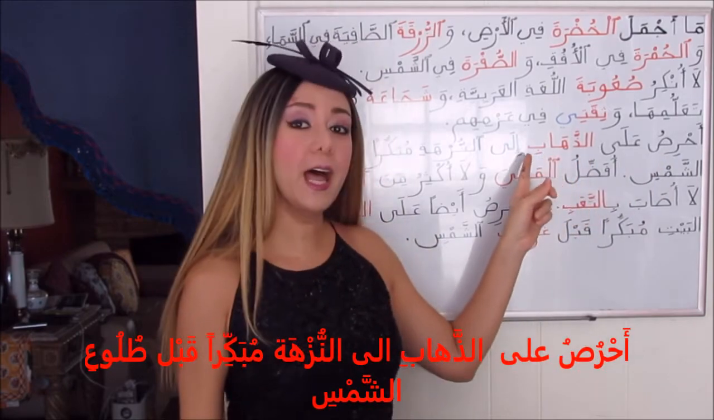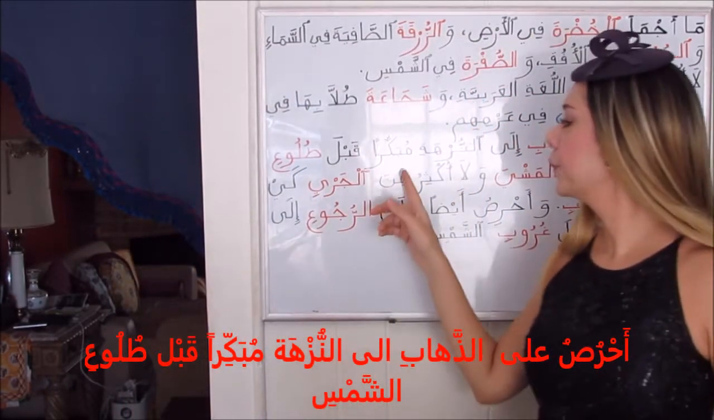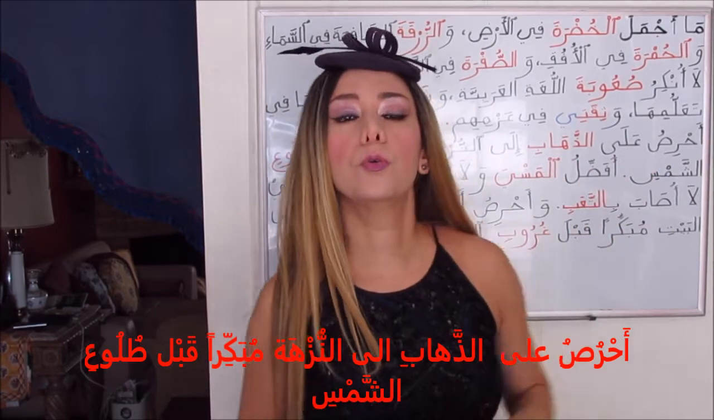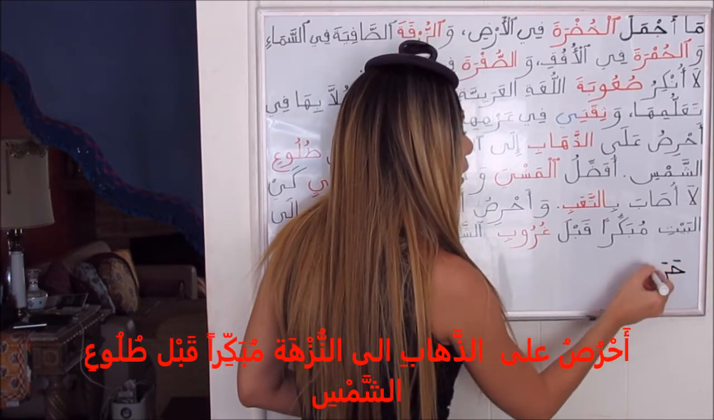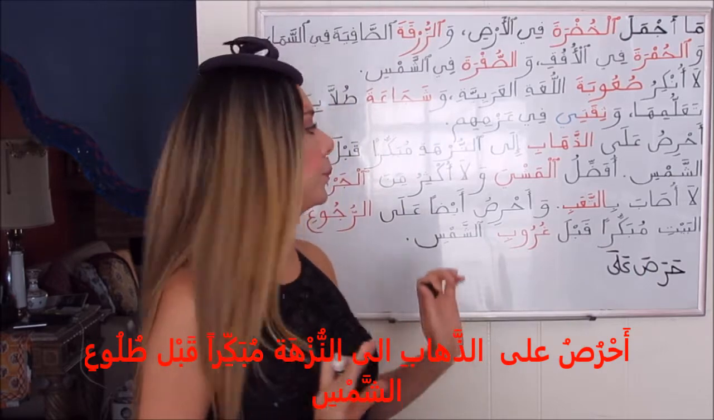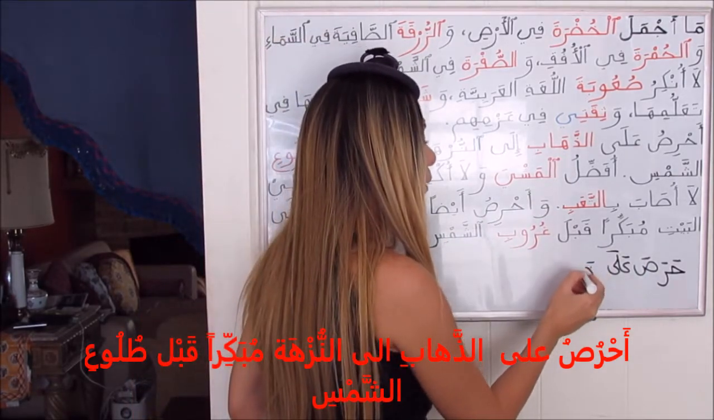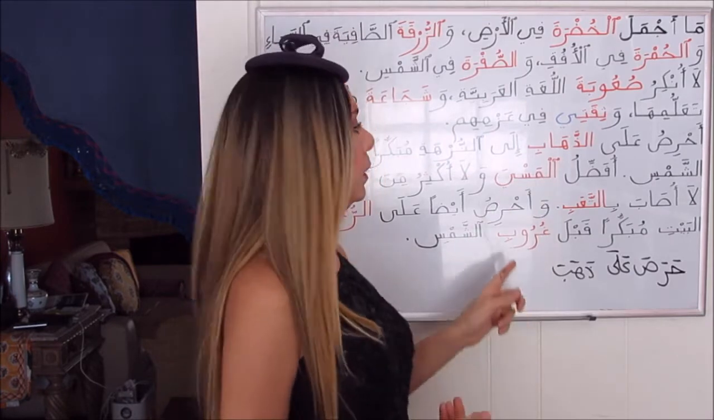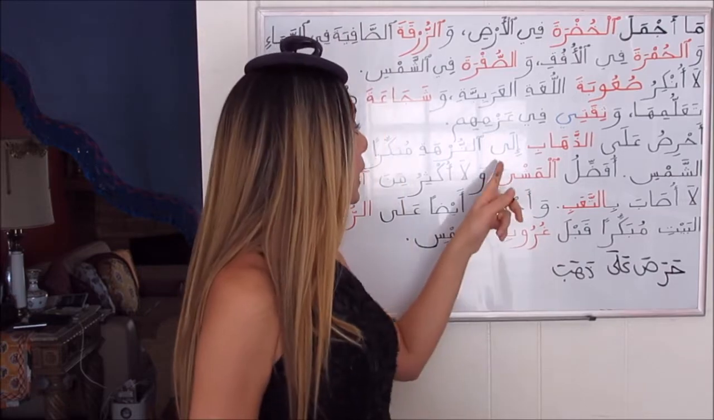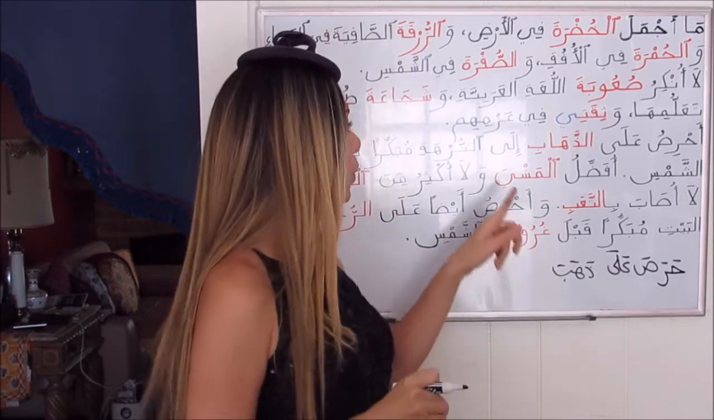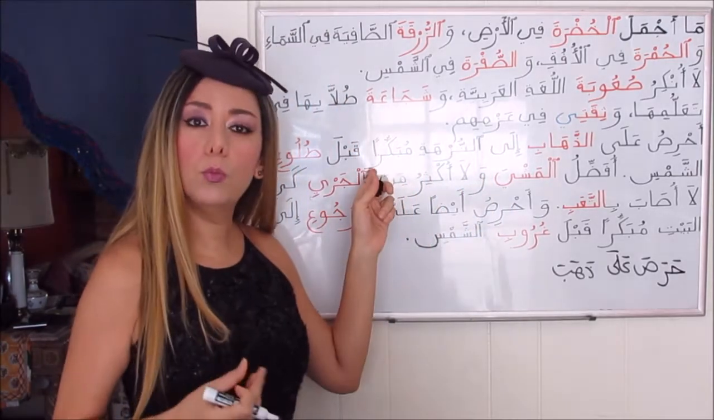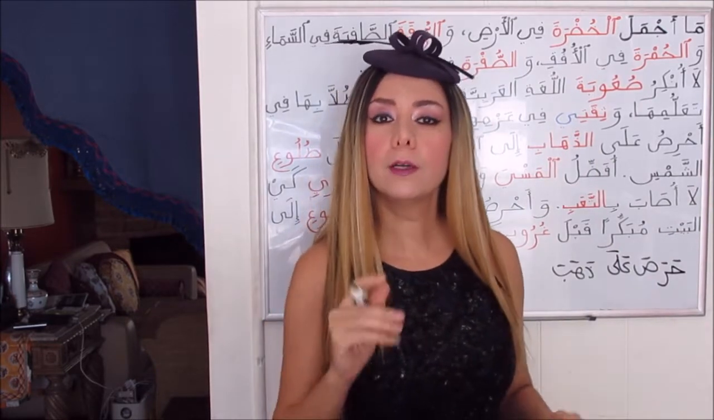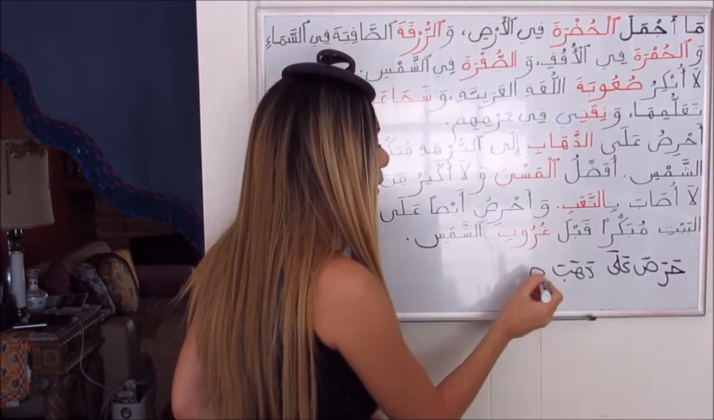أحرص على الذهاب إلى النزهة مبكرا قبل طلوع الشمس. أحرص على from the verb حرص. حرص على, to make sure. الذهاب from the verb ذهب, trilateral. ذهب, to go. الذهاب is the verbal noun of ذهب and may be rendered with the English infinitive. إلى النزهة, I make sure to go for a walk early. مبكرا, قبل, before, طلوع الشمس, before sunrise, from the verb طلع. طلع, to rise.